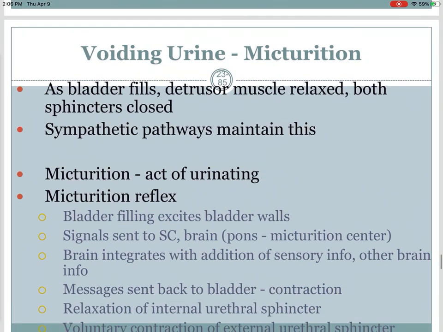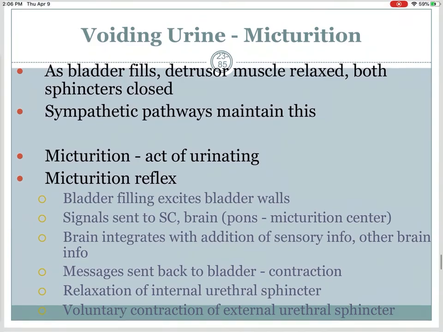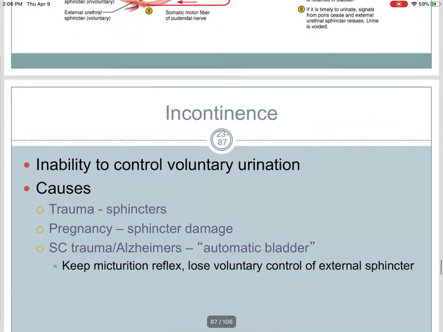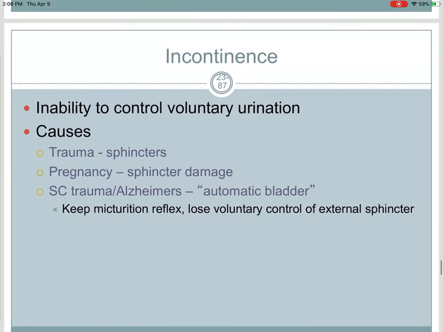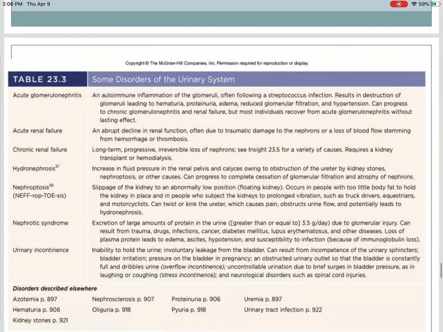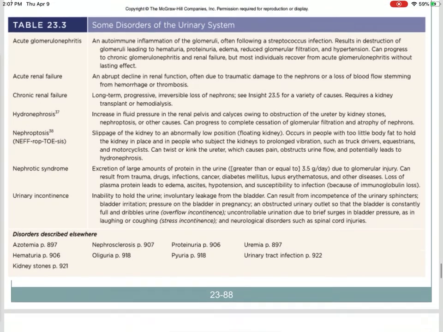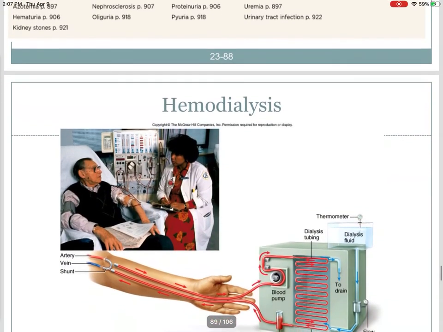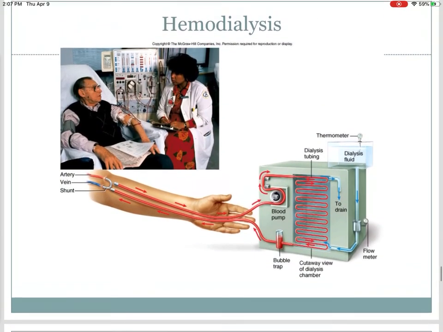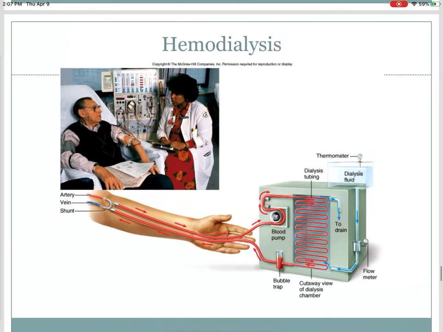You can read about the urinating process or micturition. You don't have to know the specifics of it. I think we've covered enough. You can read about incontinence, but again, will not be on the test. Here are some disorders of the urinary system, won't be on the test. Make sure that you just have an idea about hemodialysis.